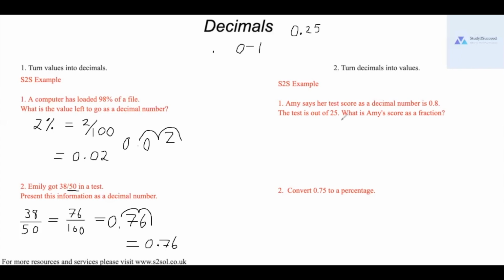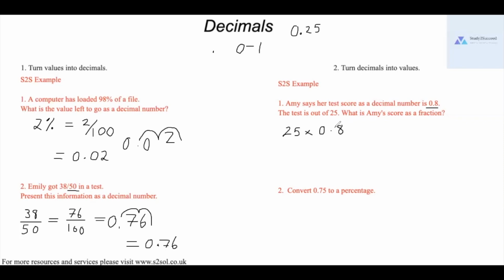The easiest way to calculate her score as a fraction is for us to calculate what 0.8 is equivalent to in a test out of 25. And the way we calculate that very simply is we do 25 multiplied by 0.8.